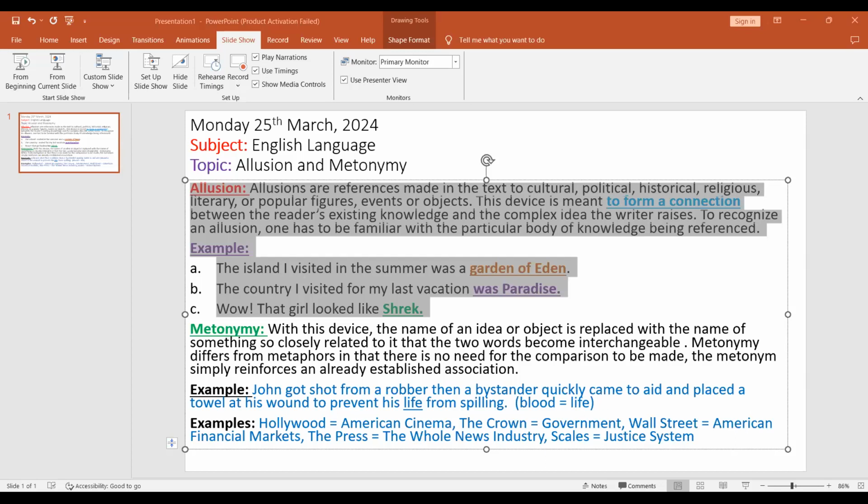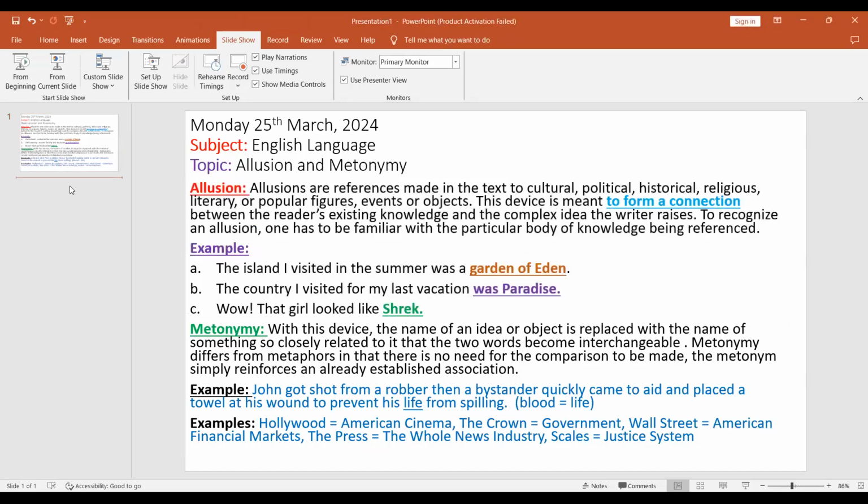Actually, Mr. Batik, I have folded this sheet because I forgot to bring my book when I came. Did you take a picture of it and send it to me? Yes, I sent it just now. Okay, good. All right.